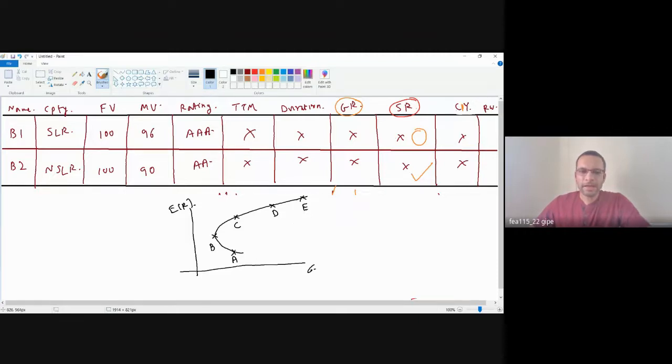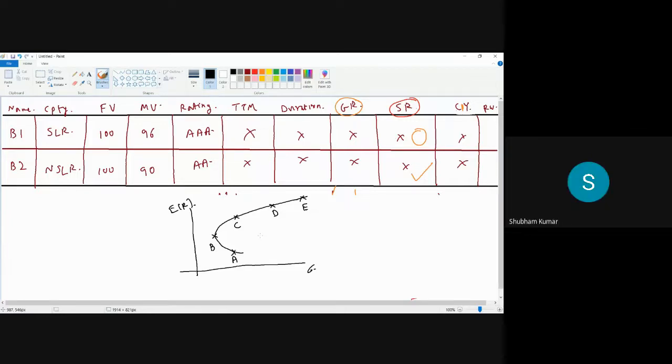So let's say I have a simple plot of expected return versus risk, and I have five portfolios which I have plotted. Let's say these are portfolios of all risky assets which I have access to, and I have labeled them from A through to E. Out of these, which portfolios are falling on my efficient frontier?